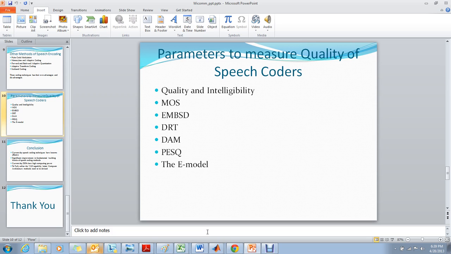DRT, Diagnostic Rhyme Test. This test is to test the intelligibility of the speech coders. It gets this name because the listeners are supposed to find which consonant is being pronounced when a pair of rhyming words is presented before them, say car and war. Each pair of words differs in one of six attributes, viz. nasality, voicing, sustention, sibilation, compactness, and graveness.